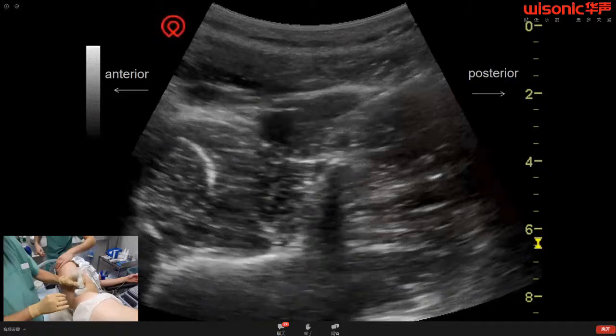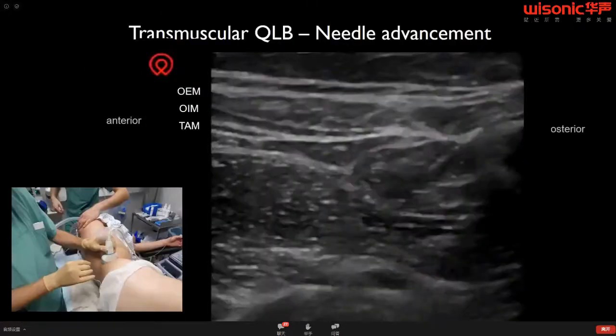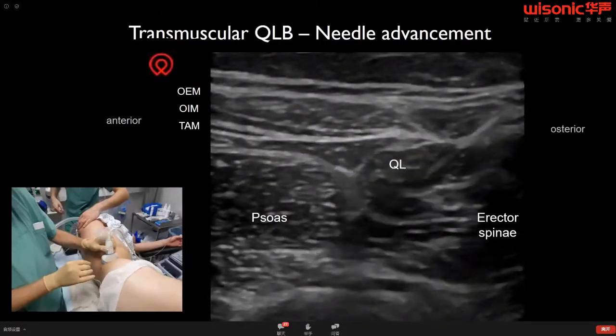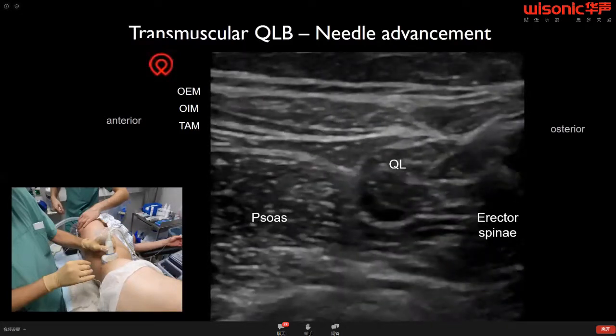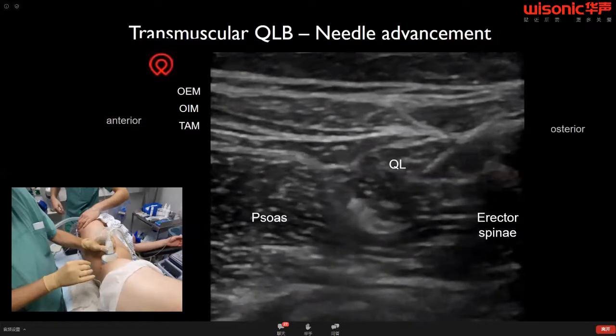Here again, the typical picture you can see for the transmuscular approach. You advance the needle from posterior to anterior, until you are in the right plane between the psoas muscle and the quadratus. Here the needle is advanced. Now we are in the right plane. You can see the distinction of both muscles.